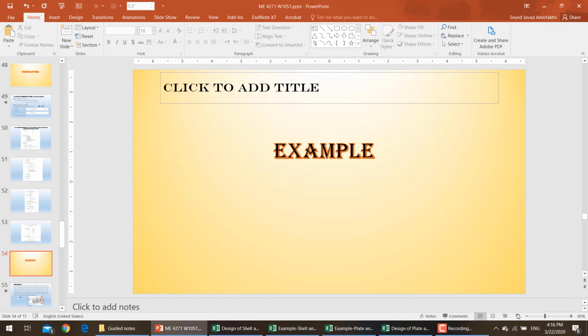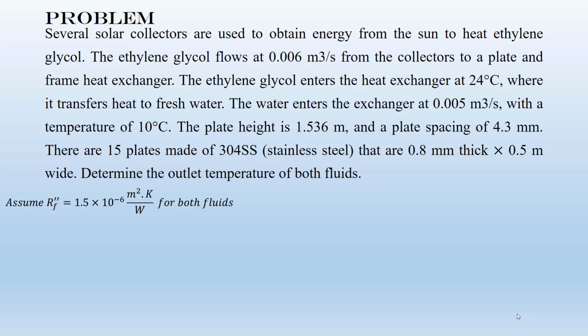Okay, so you're asked to design a plate and frame heat exchanger. You have the volumetric flow rate for EG, and also for water. So you have volumetric flow rate for both these two fluids. Also, we have the inlet temperature for EG, and also inlet temperature for water.